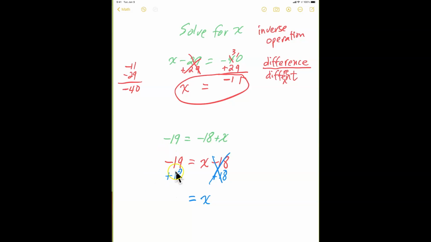So here we have the same kind of thing. The signs are different, so we'll take the difference. The difference between 19 and 18 is 1. And the number with the larger absolute value is 19. Its sign is negative. So that's the sign that's going to survive on the new number. So x is equal to negative 1. This is our answer. And then we can try to plug this value back in here for x. So negative 18 plus negative 1, is that equal to negative 19? Yes. So that shows that this is the right value and that we approached this correctly.